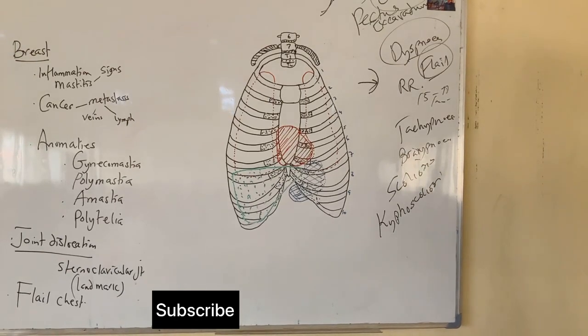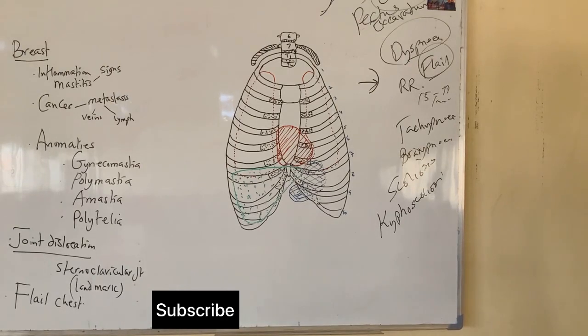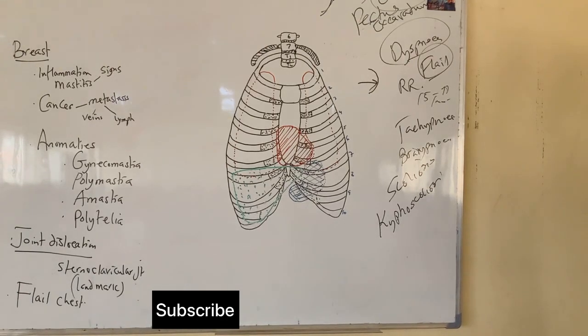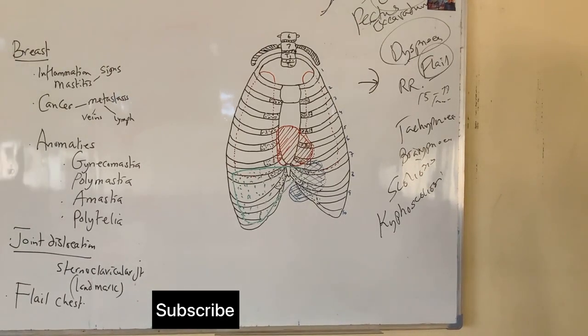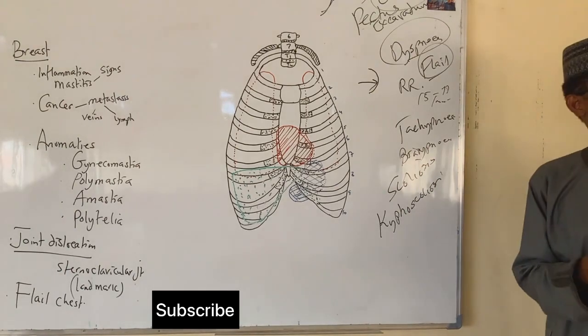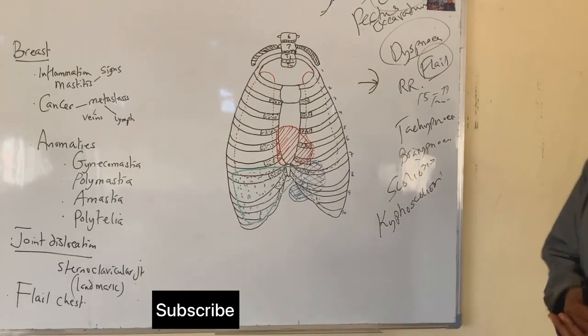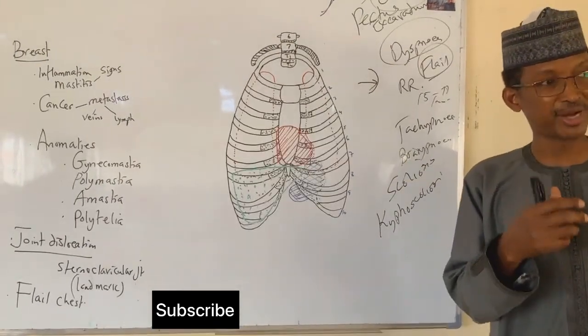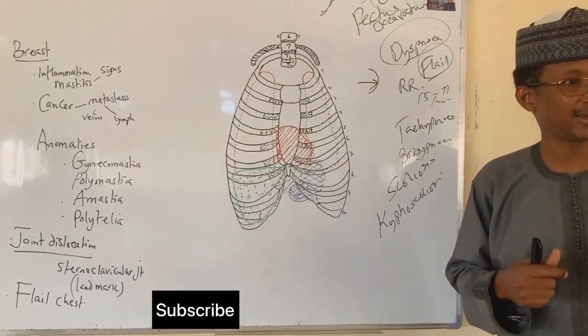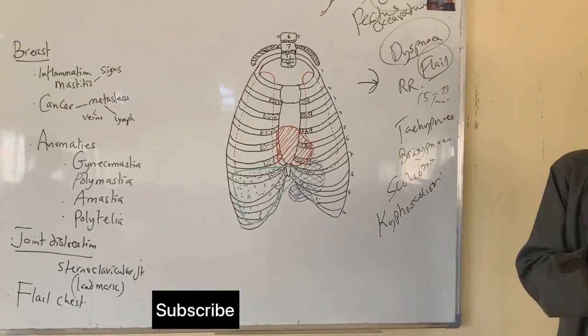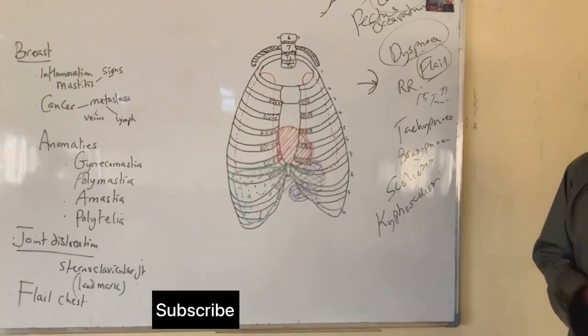So there are several conditions that can also affect the breast. You all know that the breast generally is rudimentary in males, but very prominent in females, especially once they reach puberty. By the time they reach puberty, the breast grows bigger like that, because of the hormonal changes, the progesterone and estrogen like that.